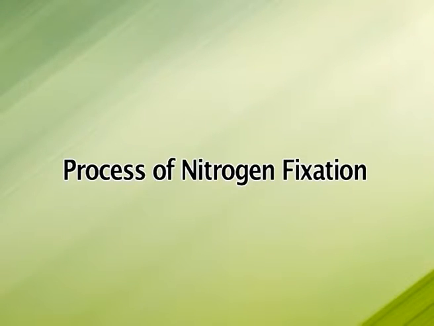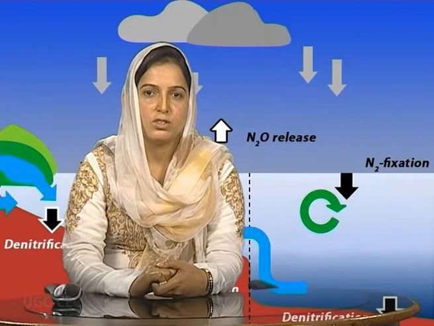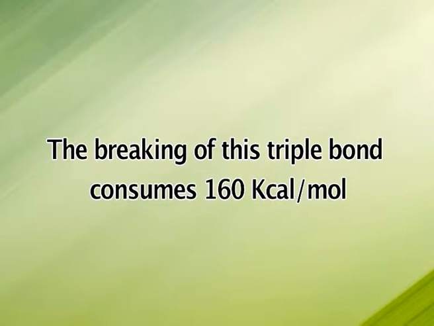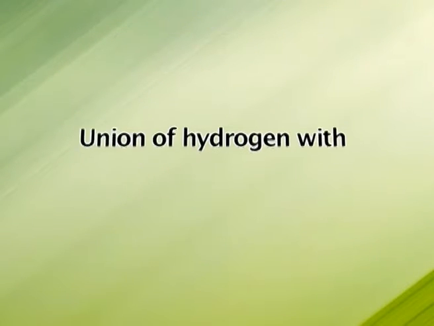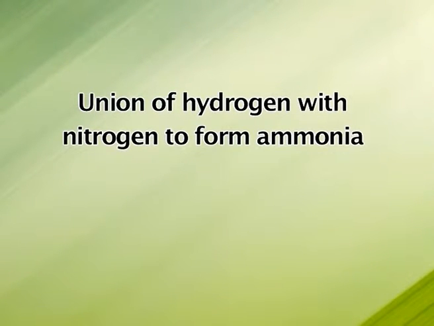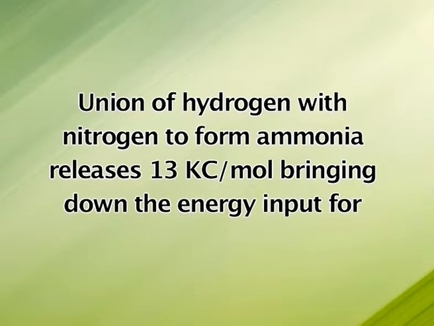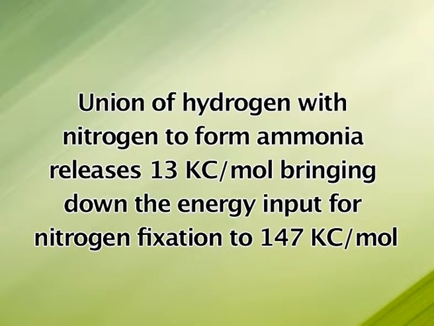Now, the process of nitrogen fixation. Atmospheric dinitrogen being held by a triple bond between its two nitrogen atoms is chemically a stable molecule. The breaking of this triple bond consumes 160 kilocalories per mole. The union of hydrogen with nitrogen to form ammonia releases 13 kilocalories per mole, bringing down the energy input for nitrogen fixation to 147 kilocalories per mole. Nitrogenase complex, the enzyme system involved in nitrogen fixation, solves the energy requirement problem for nitrogen fixation.